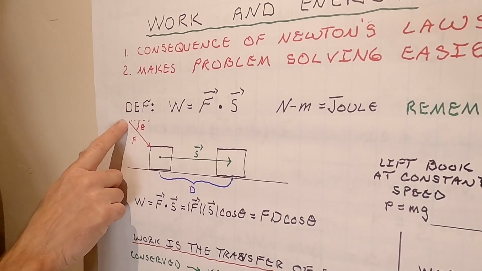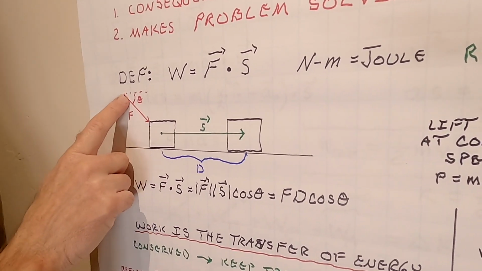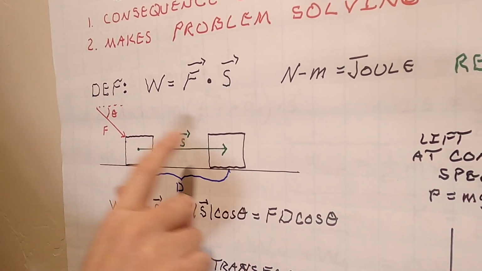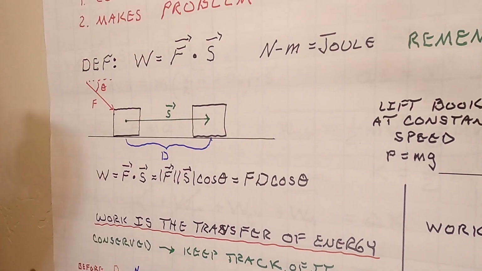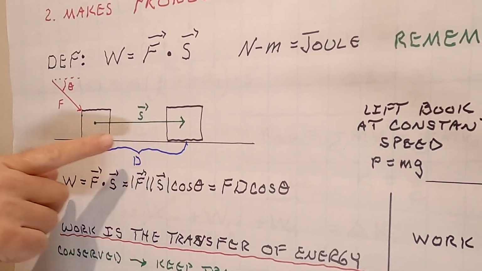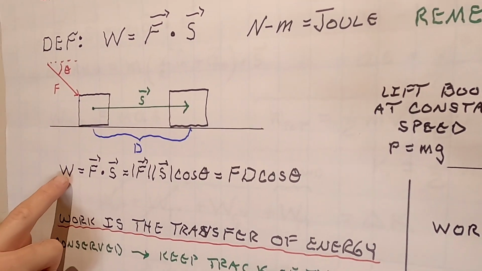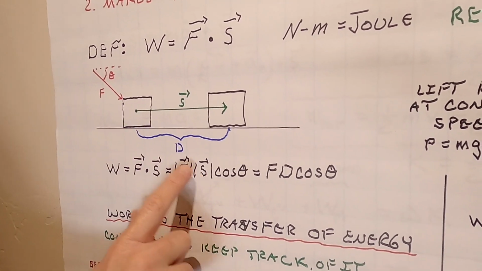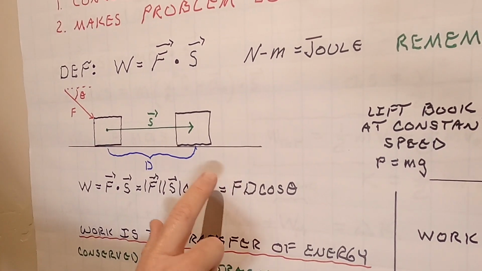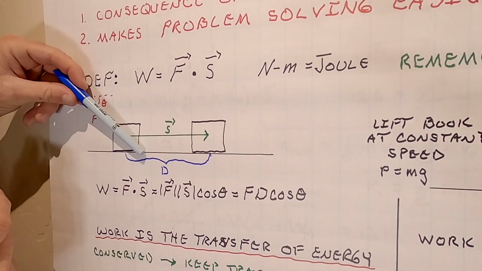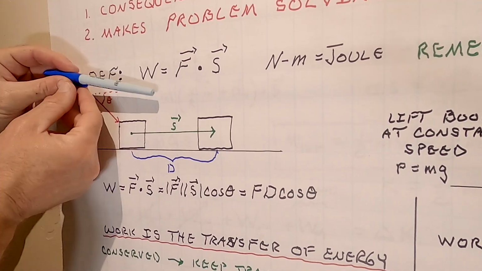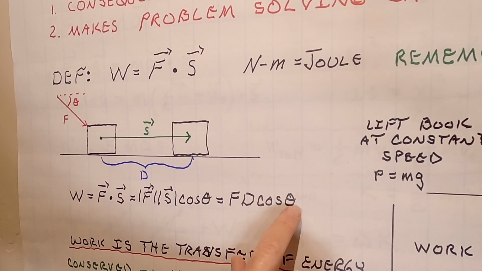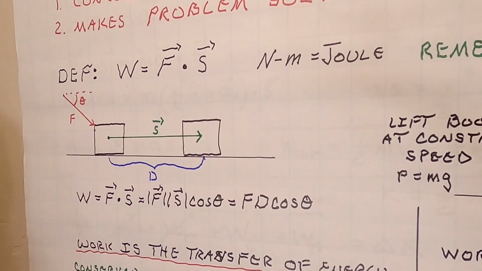So here, let's just say we push on this block with this red force. And it's going to move from here to here. So S is that vector. It has a magnitude of D, and the direction is that way. So when we do the dot product, F dot S, it's the magnitude of F, magnitude of S, which is D, times the cosine of the angle between F and S. So it's just theta. So it's the cosine of theta. So that's how much work it took to move this over to here.